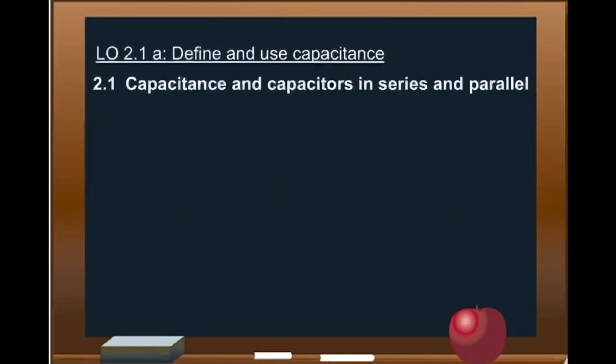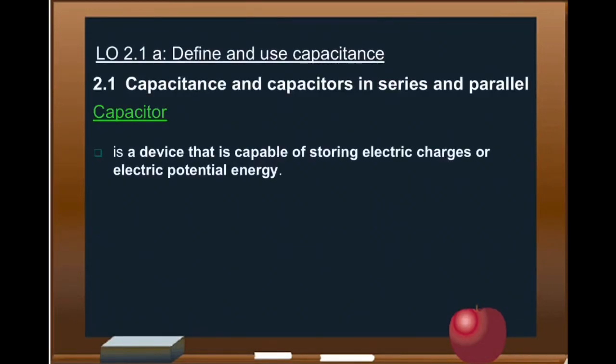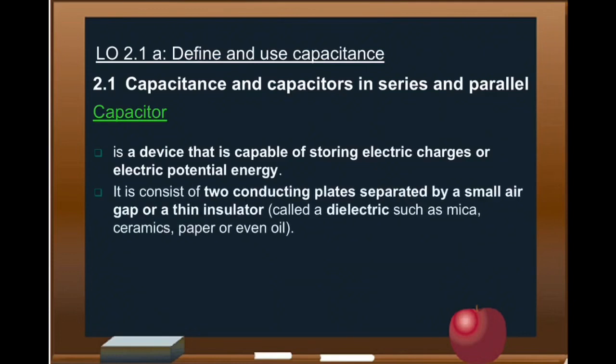So what is a capacitor? A capacitor is a device that is capable of storing electric charges or electric potential energy. It consists of two conducting plates which are separated by a small air gap or a thin insulator. The thin insulator is called a dielectric, and examples of dielectrics are mica, ceramics, paper and oil.